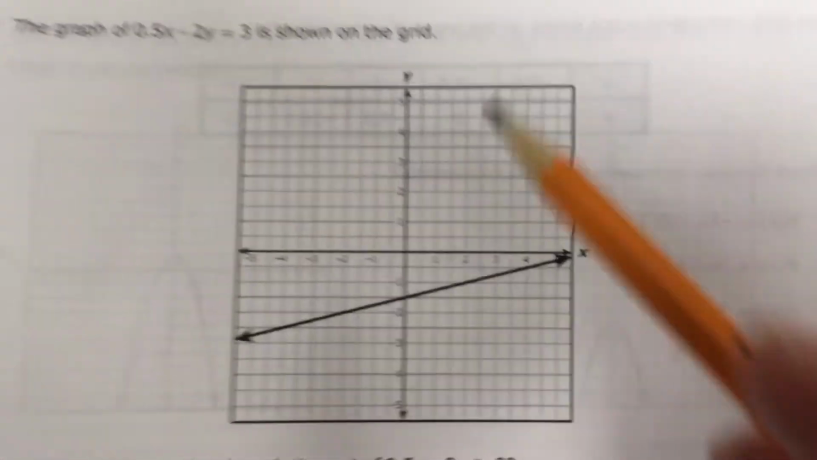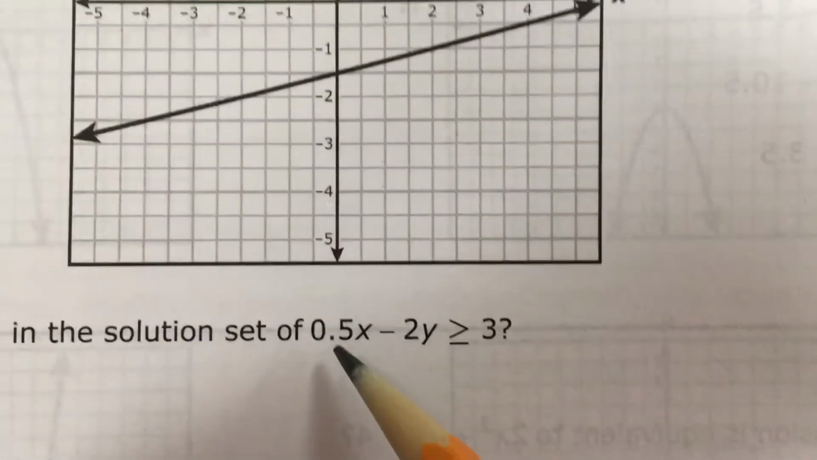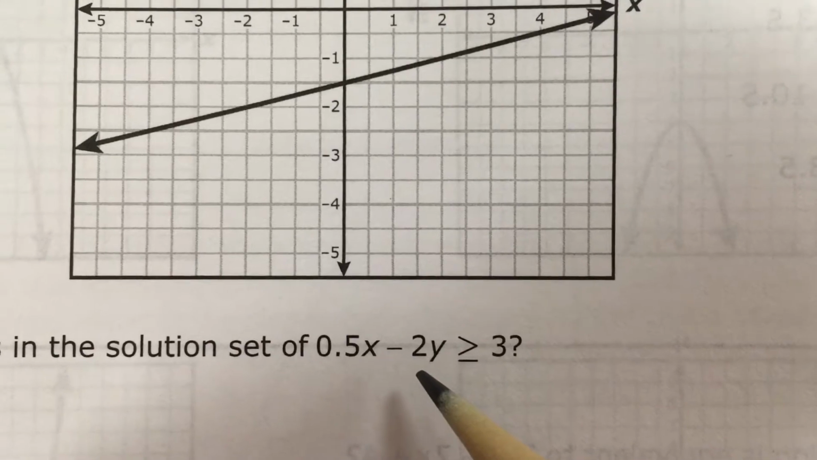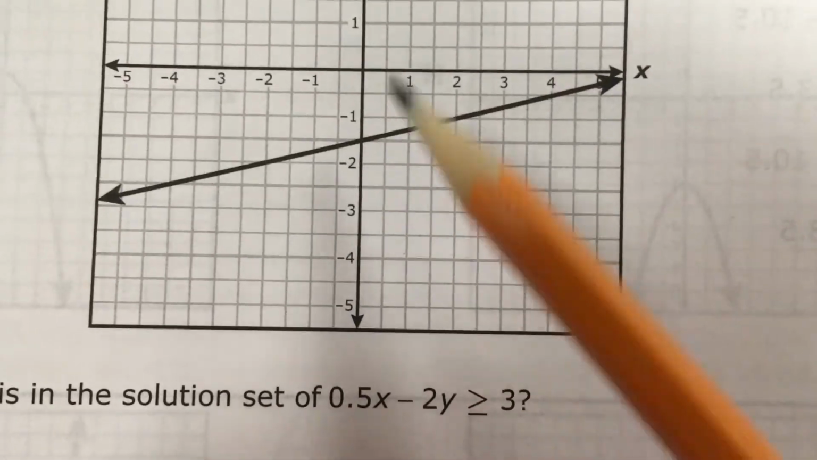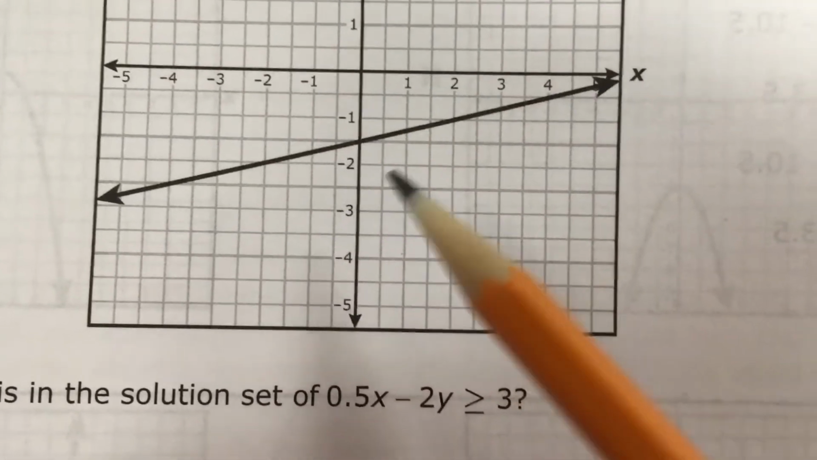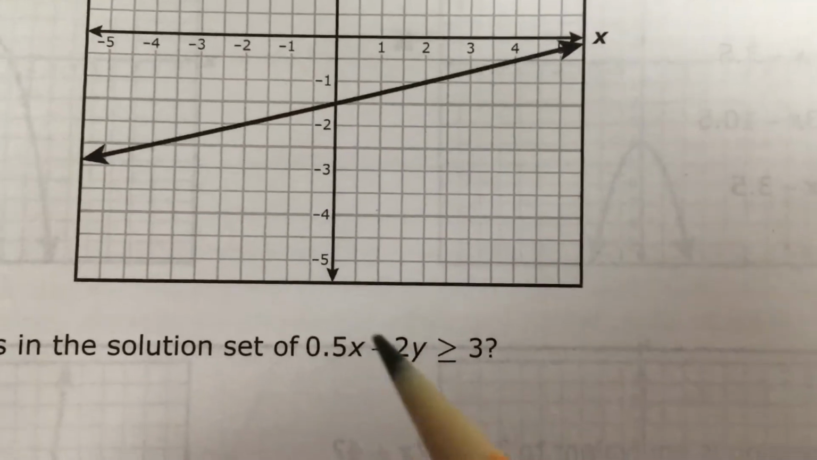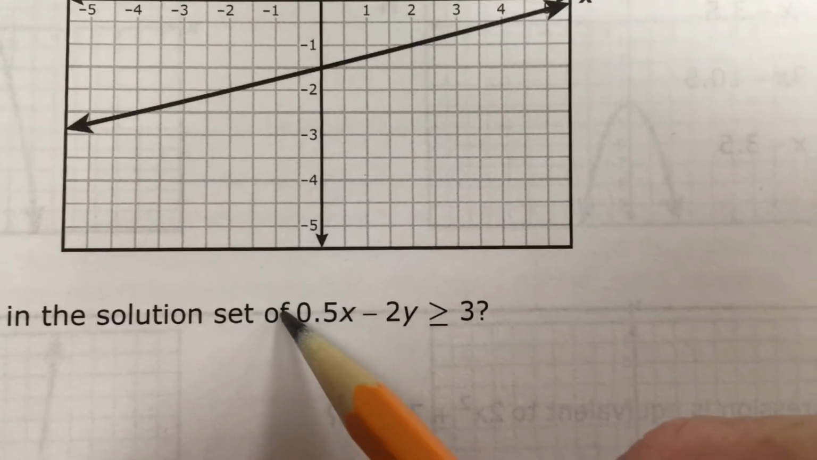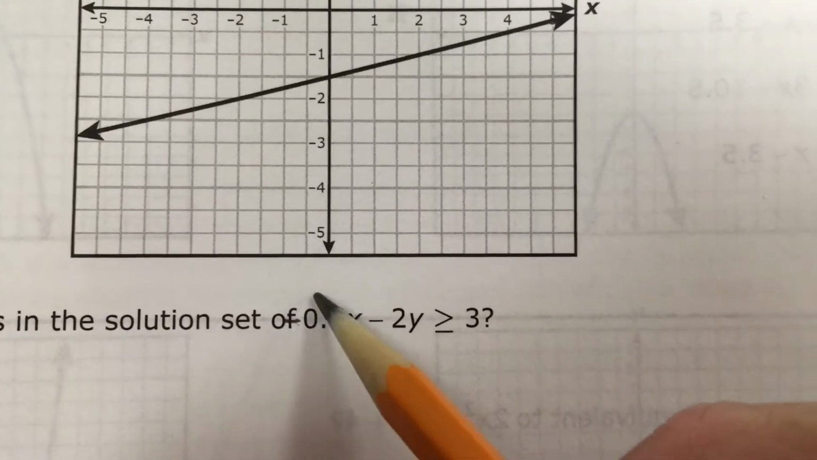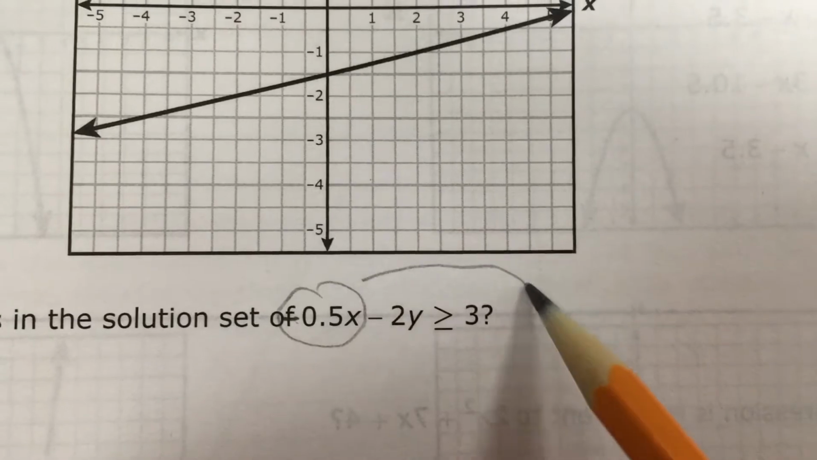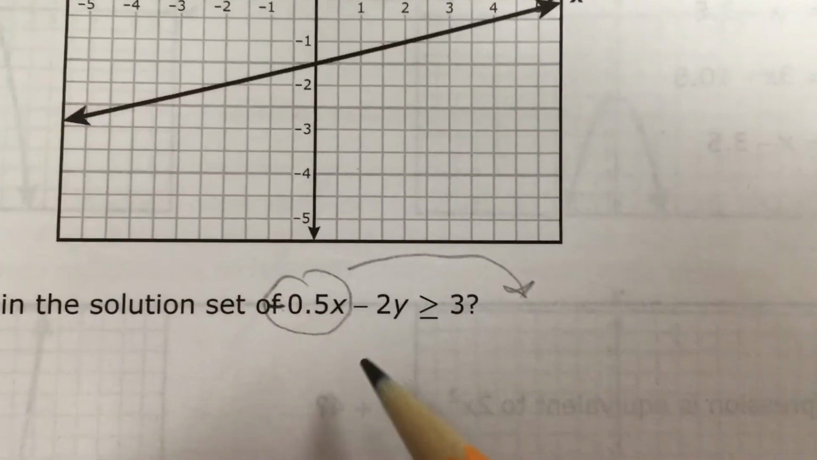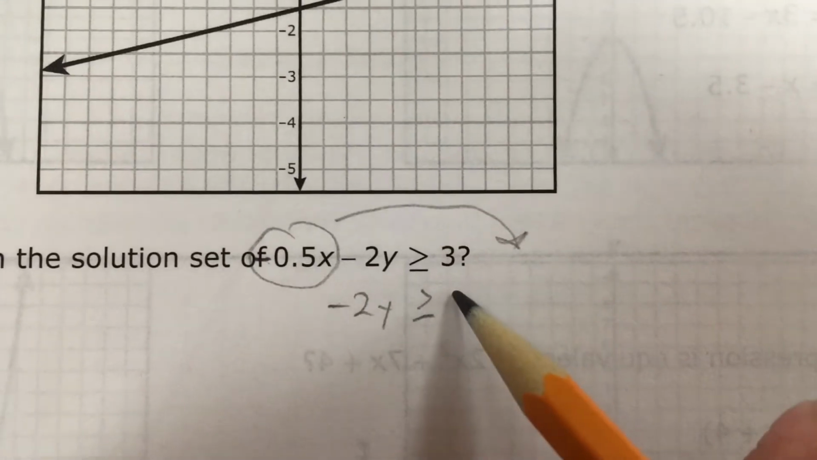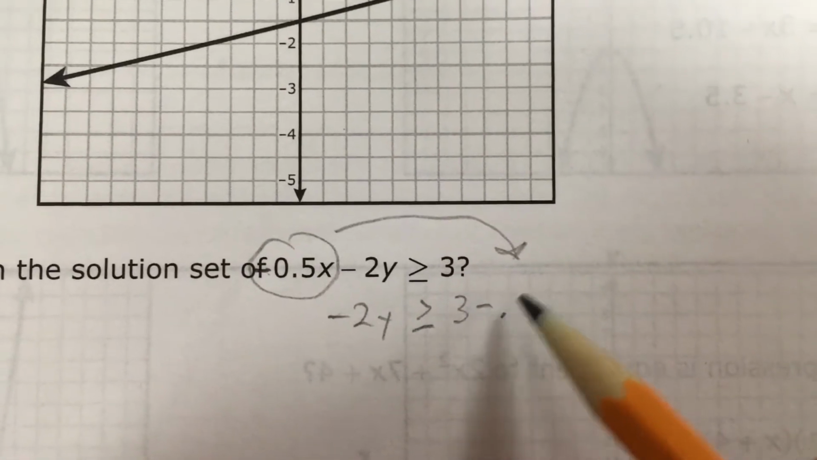One way is that we can change this equation from standard form to slope-intercept form and figure out which side of the graph should be shaded in. So we'll do that one first. I would change the sign of the x value and move it over to the other side of the equation. So we'd have negative 2y greater than or equal to 3 minus 0.5x.